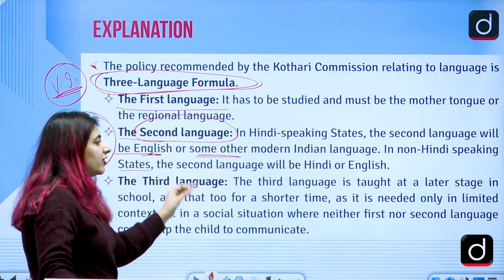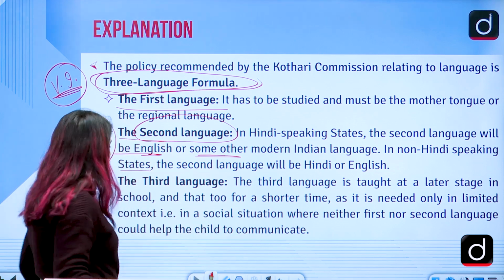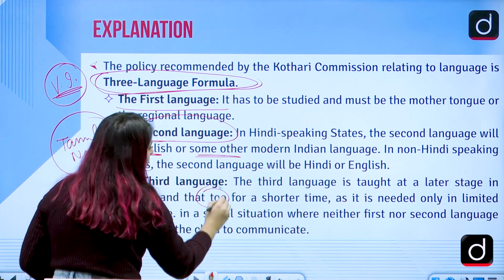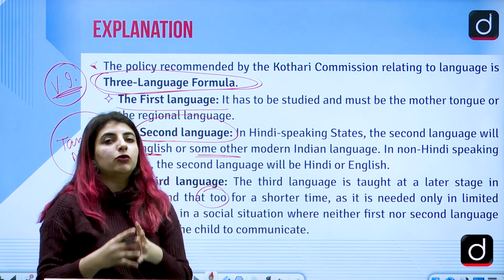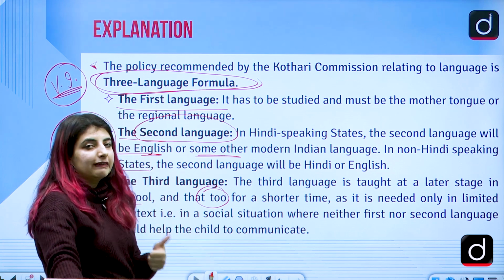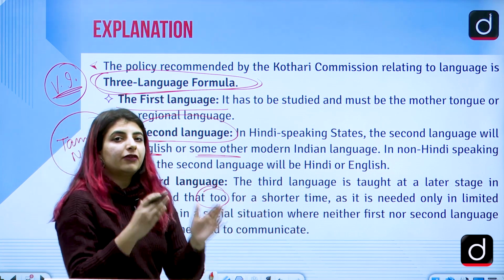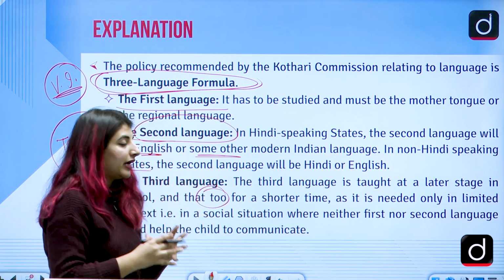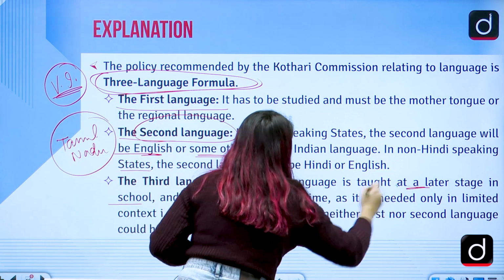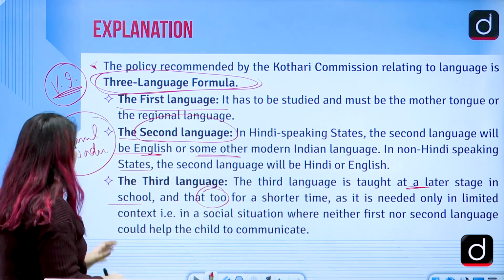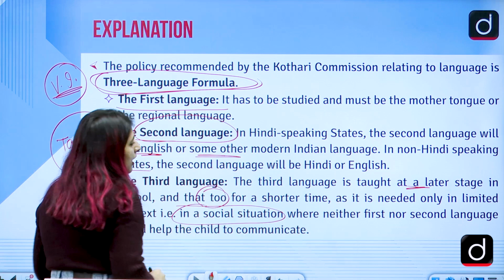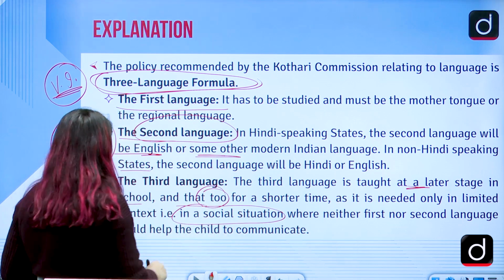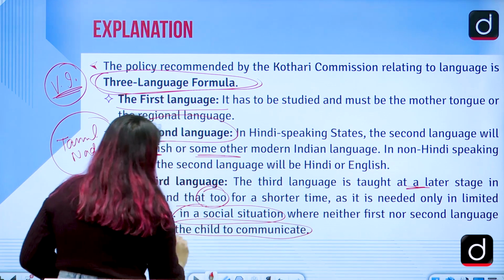The third language is taught at a later stage in school, and that too for a shorter time. Right? So any language which could be prominent according to the schools should be taught as the third language, for a shorter span of time, at the later stage, right? As it is needed only in limited context. For example, in a social situation where neither the first nor the second language could help the child to communicate.